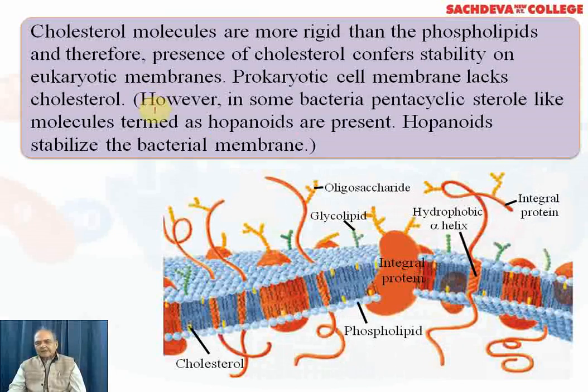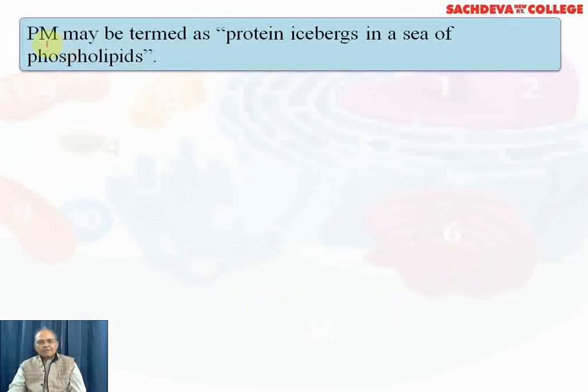Now, here is the fluid mosaic model, which was suggested by Singer and Nicolson. You can see here oligosaccharides, glycolipids, integral or intrinsic membrane proteins, extrinsic or peripheral membrane proteins, and you can see the cholesterol. The plasma membrane may be termed as protein icebergs in a sea of phospholipids.